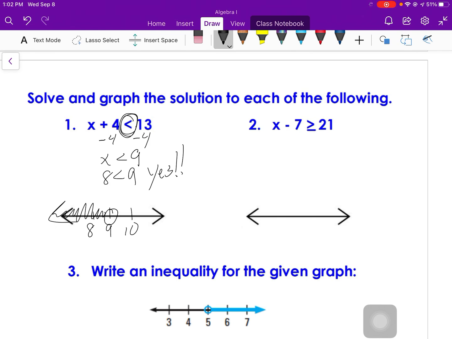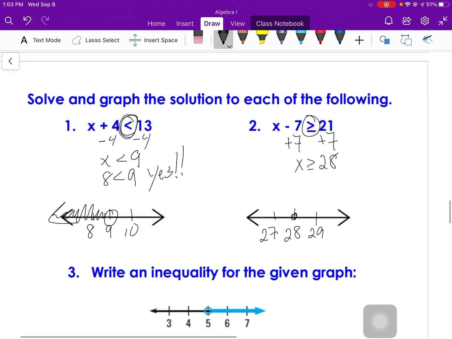If my inequality is minus, okay, inverse operations, I'm going to add 7 to both sides. So x is bigger than or equal to 28. Again, I'll start with 28. To the left of it, one number smaller. To the right of it, one number bigger. This time, my inequality has a line underneath it, so I'm going to shade it in.